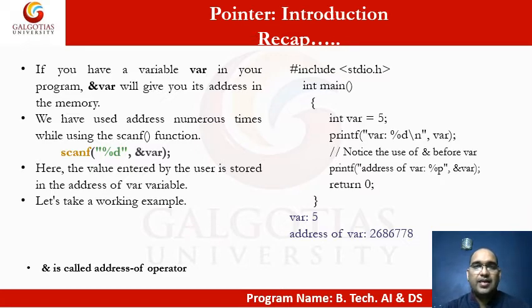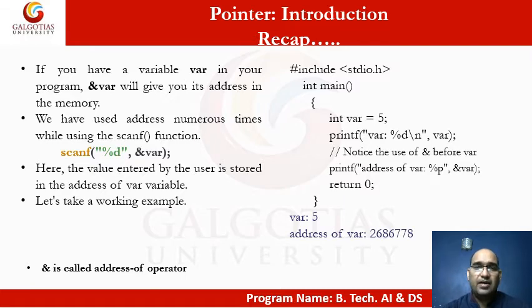So a pointer is a special kind of variable which can store the address of another variable. If you have a variable var in your program, then &var will give you its address in the memory, that is, where this var is exactly in the memory. So let's see the example of scanf. The scanf takes two arguments. The first one is the data type, and the second is where we want to store that value. So here the value entered by the user is stored in the address of the var variable, right?